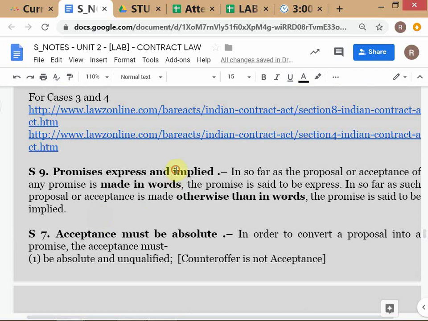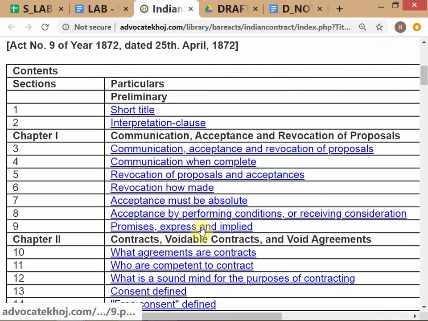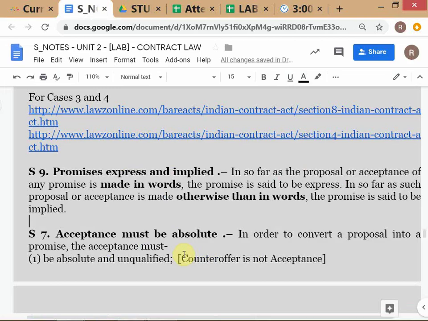Now we come to another very important section, which will help to dispel a lot of myths, which is section 9, which you see here, also in chapter 1. Promises, express and implied. All right, so here what they're telling you is, remember, why are promises important? How did we define agreement?